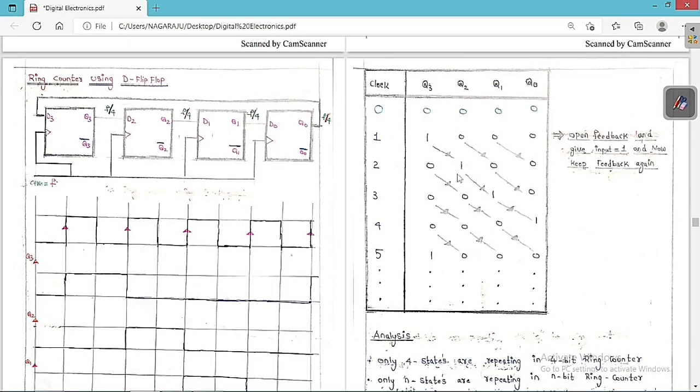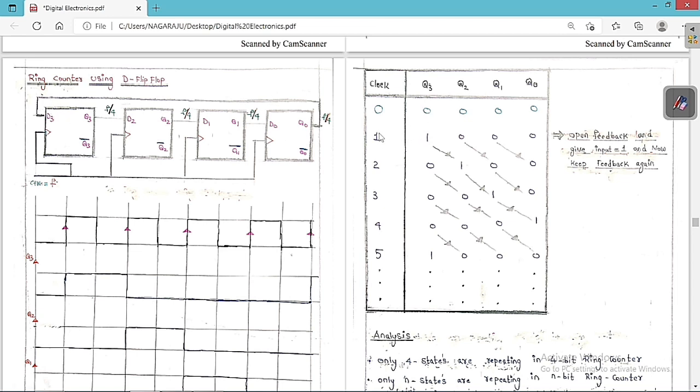This tabular format is somewhat easier to analyze when compared to the pictorial format. Listen carefully. Suppose initially I have not given any clock, so all of these are going to have the same value of 0 0 0 0. Now I open the feedback and the given input is 1, and then I close the feedback. Then what is going to happen?